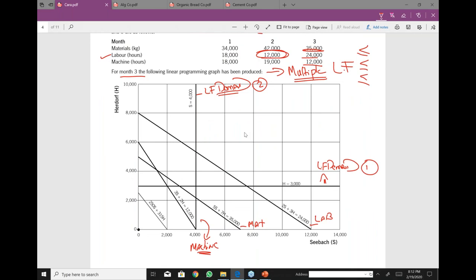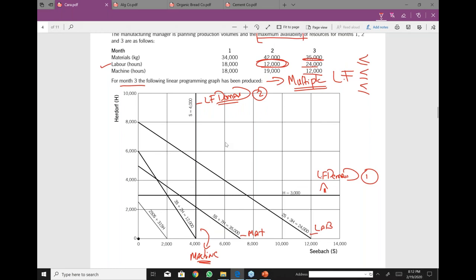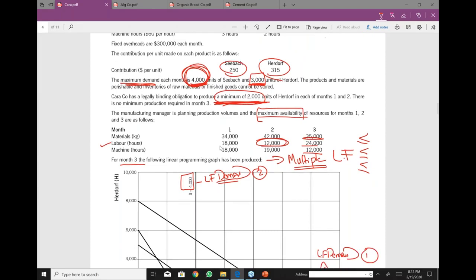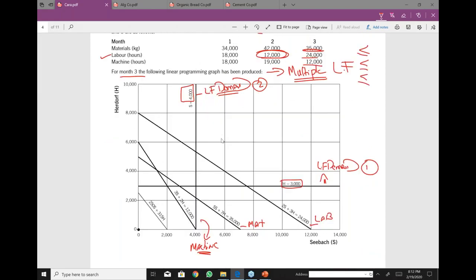So all are maximum, which means less than or equals to. And if I say about demand, I have seen here the maximum demand is 4,000. As I can see here, this is the 4,000 line, and the maximum demand for H is 3,000, which I can see here. So maximum means that you cannot exceed beyond that, and this is represented by the maximum inequality, which is less than or equals to.